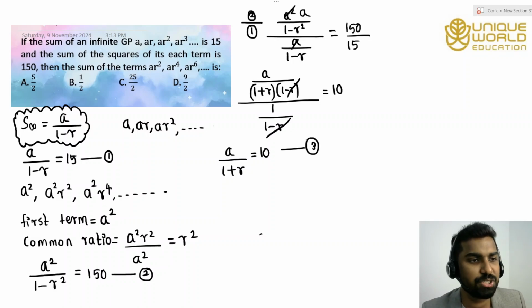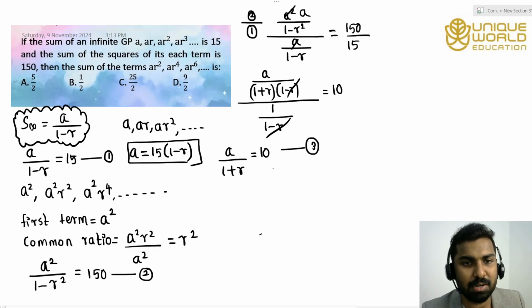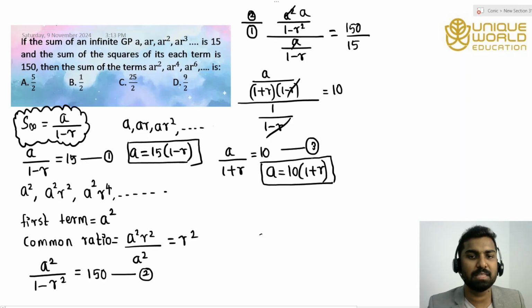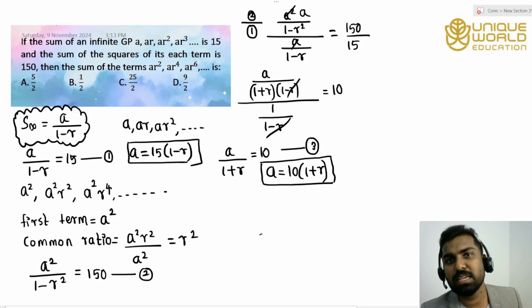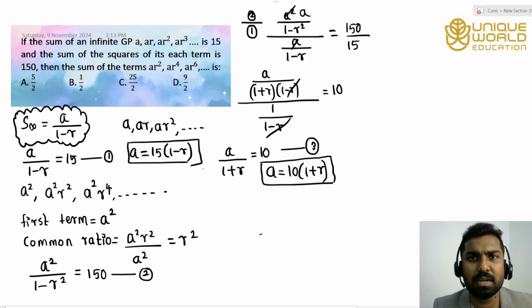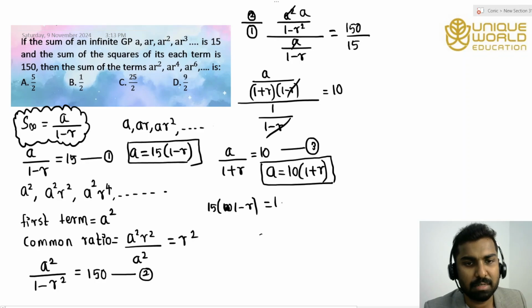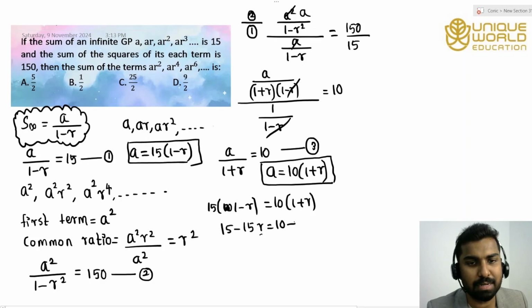Let's take equation number 1. From equation number 1, I can write the expression of A: A will be equal to 15 into 1 minus R. And from equation number 3, A will be equal to 10 into 1 plus R. Both will be equal, right? In these two equations the LHS is equal, so definitely the RHS will also be equal to each other. So 15 into 1 minus R equals 10 into 1 plus R. Simplifying, 15 minus 15R equals 10 plus 10R.